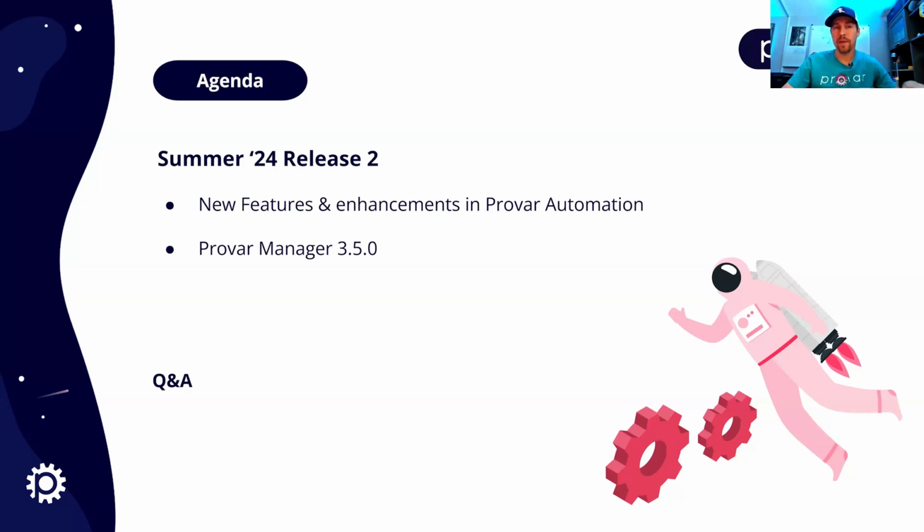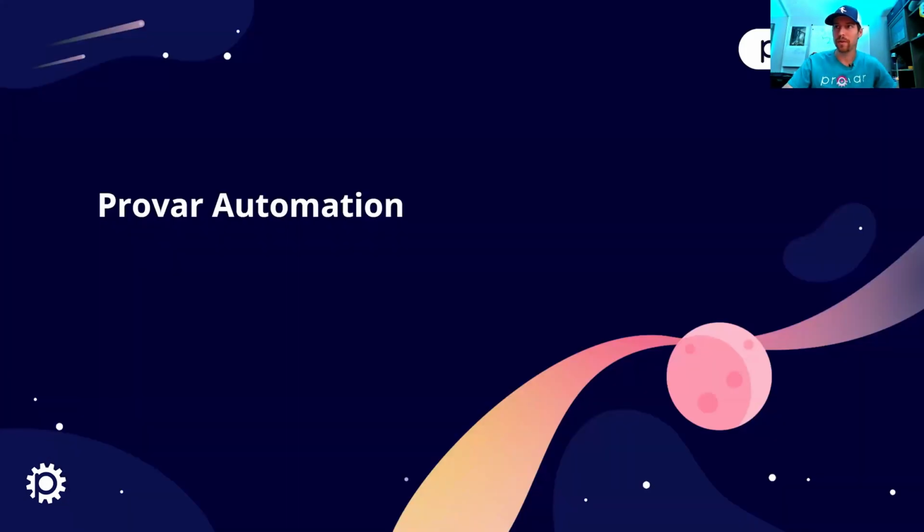Feel free at any time, if you have questions, to leave those in the Q&A function in the Zoom bar at the bottom, and we'll get to those questions at the end of the session. So without further ado, I'll hand it over to Robin, who will talk us through Provar Automation.